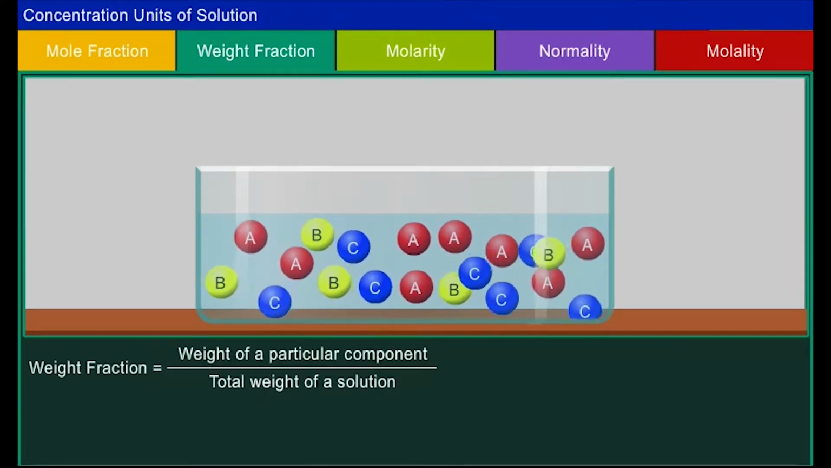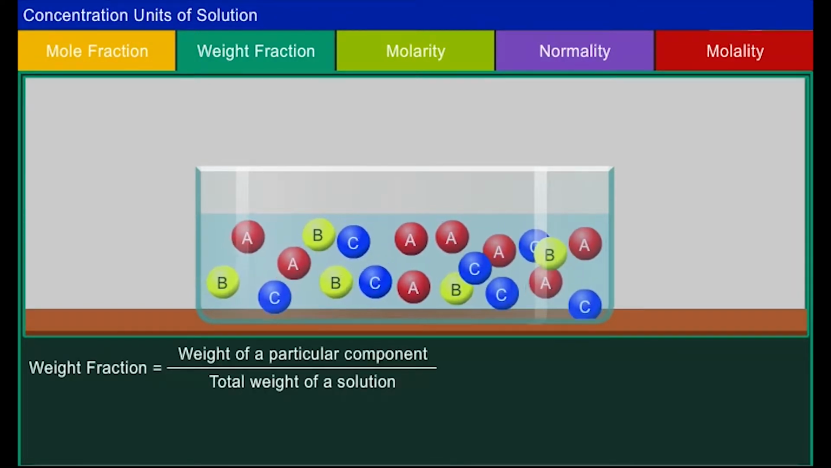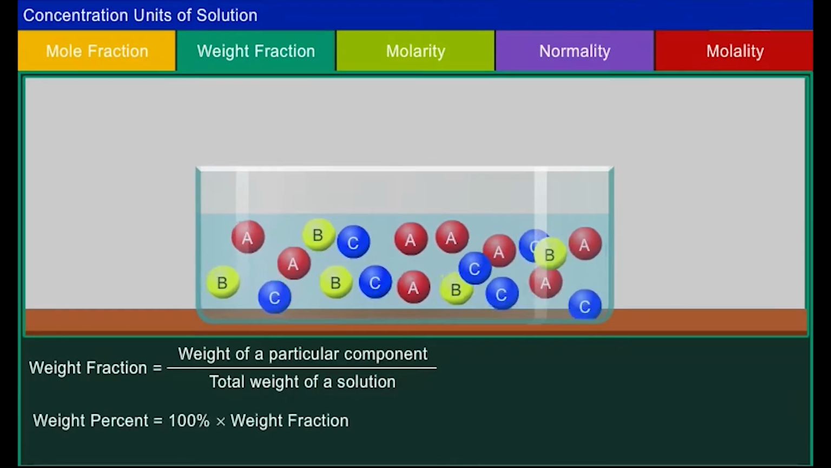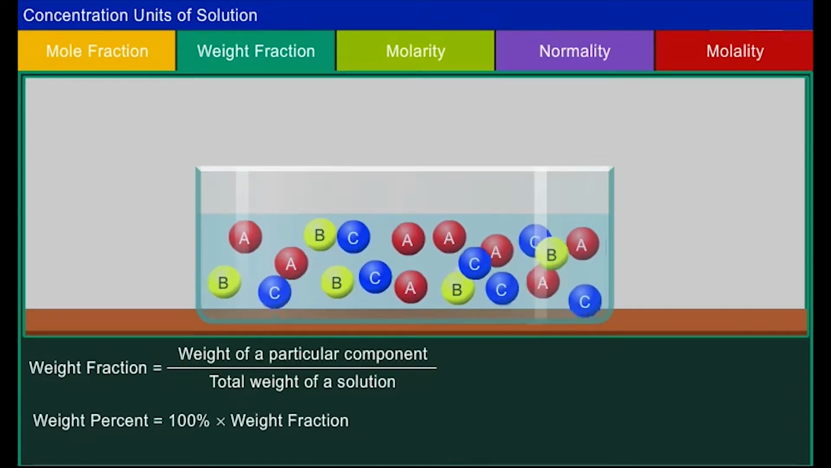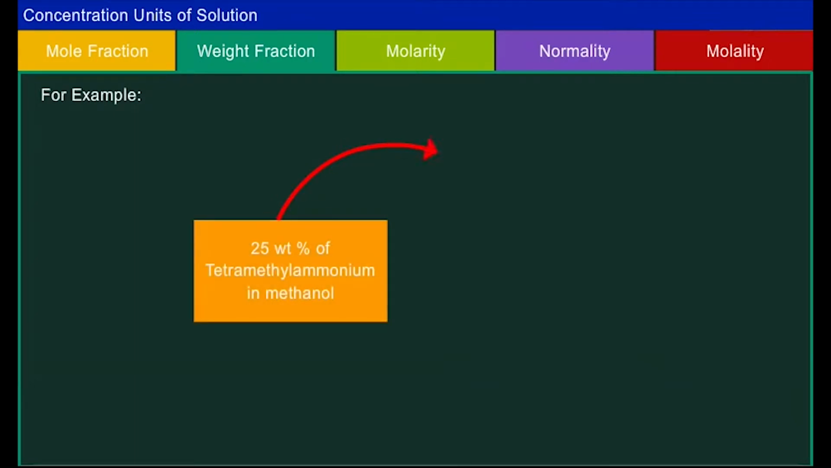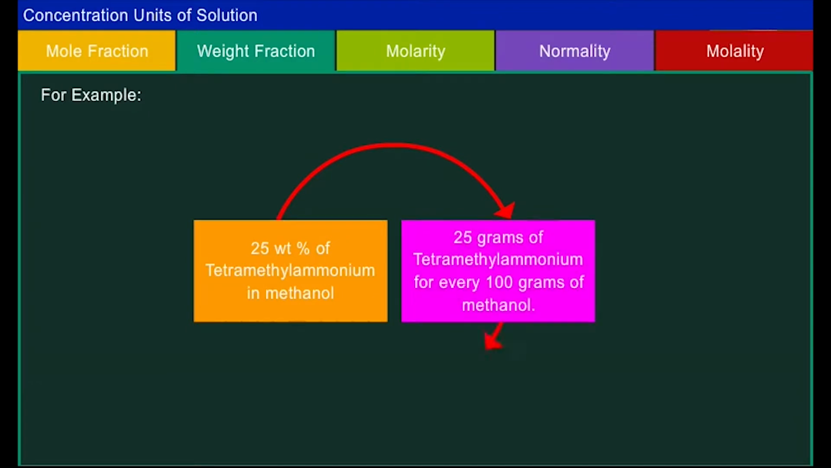Weight fraction specifies the fraction of weight of a particular component by the total weight of a solution. Thus, weight percent is equal to 100% times weight fraction. Let us see an example: when we say there is 25 weight percent of tetramethyl ammonium in methanol, it is understood that there are 25 grams of tetramethyl ammonium for every 100 grams of methanol.